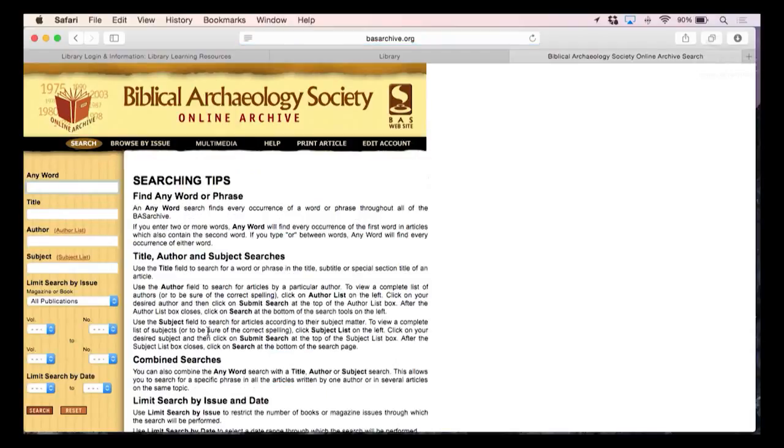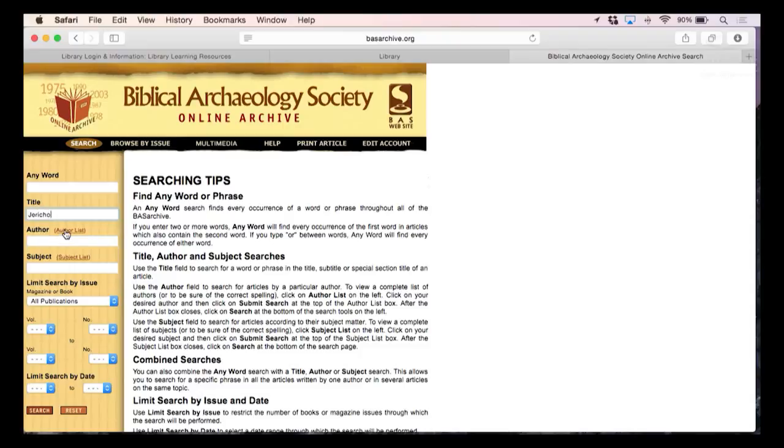The first topic I'm going to show you is going to be Jericho. Now, I can put Jericho in more than one place here. I could put it in the any word search or in the title search. If I put it in the any word search, what you're going to find is that it will look for the word Jericho anywhere in any article. If you put it in the title search, you're doing a good narrowing, because what you're doing there is telling it, I want an article that Jericho is important enough in to be in the title. So I'm going to go ahead and type Jericho into the title blank.